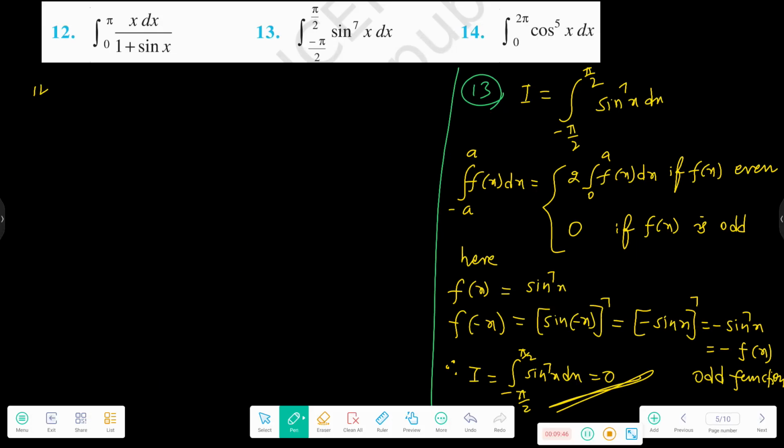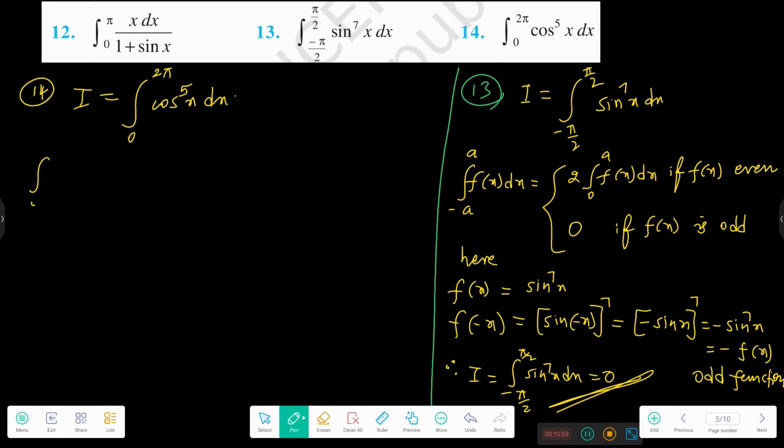Question number 14, let's start. I is equal to the integral from 0 to 2 pi of cos power 5 x dx. Okay. And this looks like a 0 to 2a formula. Have you noticed it? 0 to 2a formula. So 0 to 2a, in the sense, what is the answer? We have two answers.